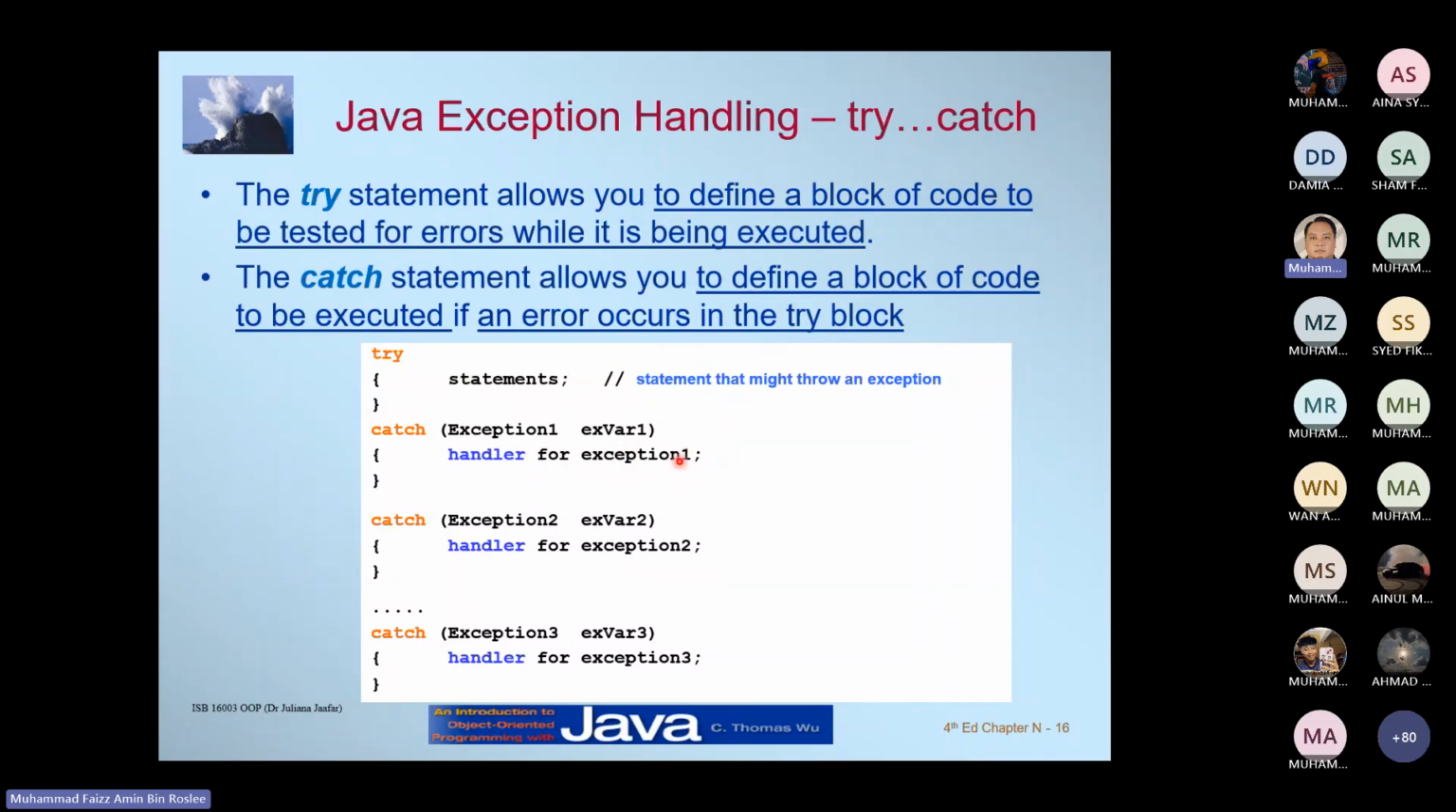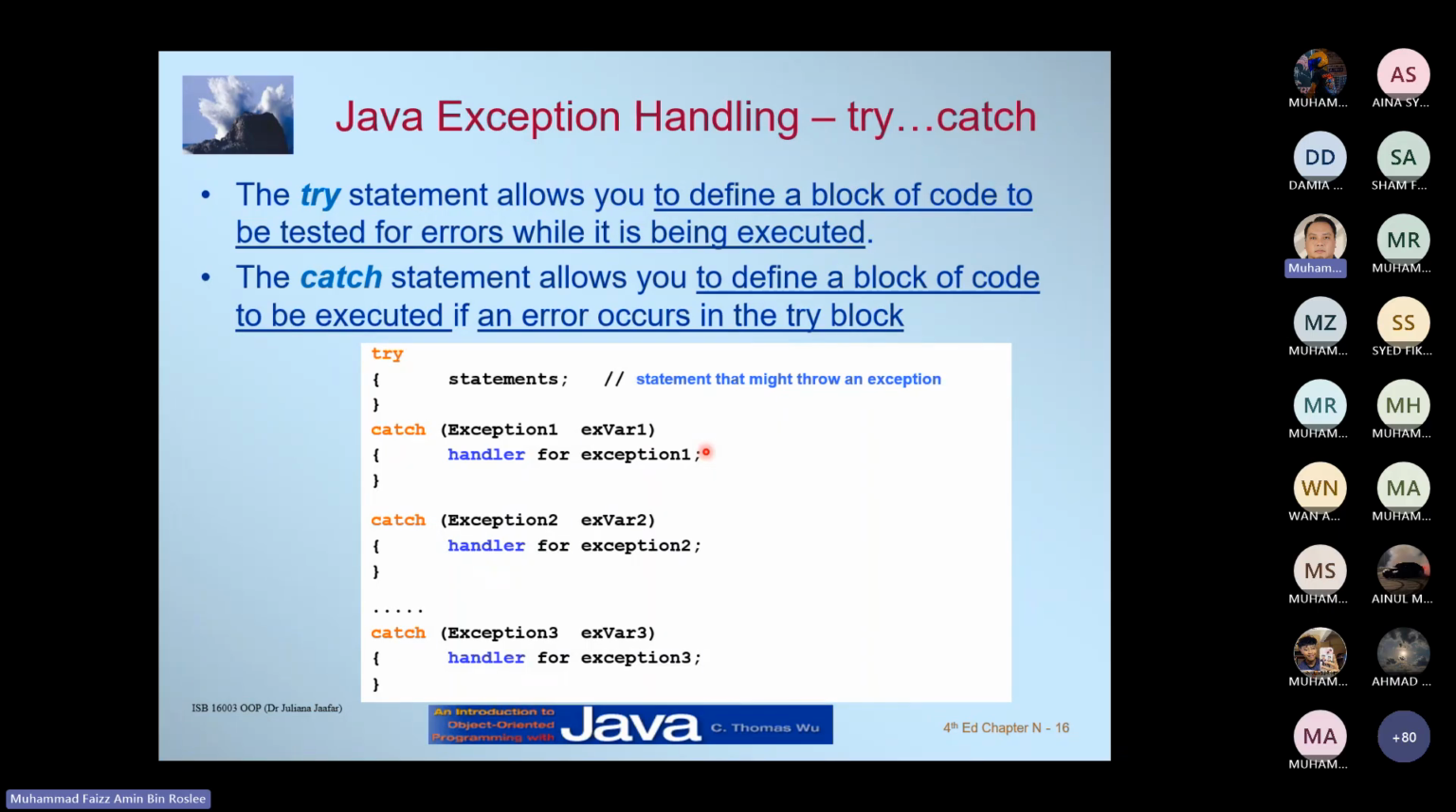For example, if an arithmetic operation error happens in here, you can print out, or prompt the user to check their arithmetic calculation or input for the arithmetic calculation, whether it is correct or not, right?